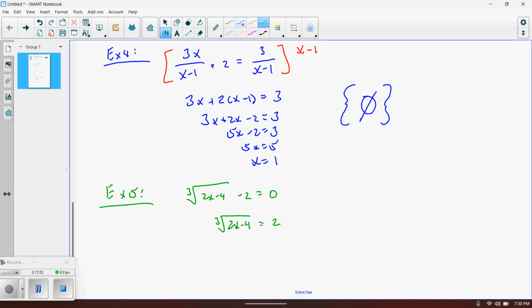So in order to go ahead and start solving this, we are going to cube both sides of the equation. Raise both sides of the equation to the third power. On the left-hand side, you'll get the cube root of 2x minus 4, cubed, which just leaves you with 2x minus 4. And then cubing 2 is just 8. By doing so, we have now created a linear equation. So we'll add 4 to both sides and divide by 2, which will leave x equals 6.